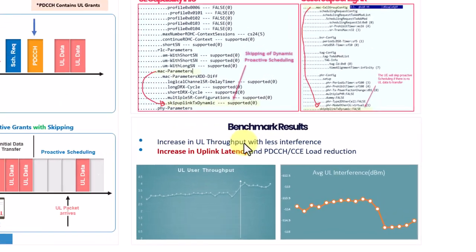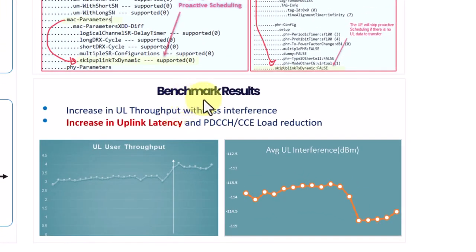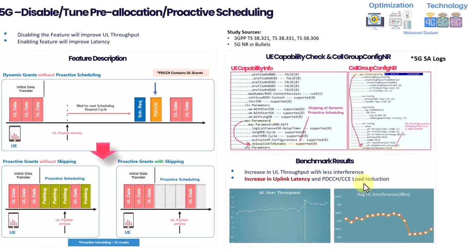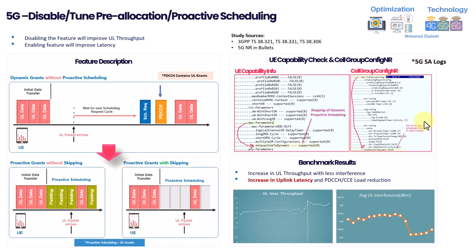And in general, as you can observe here in the benchmark results, we have improvement on the uplink throughput. Very good improvement after disabling. This was disabling, and the uplink interference was reduced as well. And actually throughput improved because of two things: uplink interference reduction plus the PRB utilization reduction as well, and also the CCE load was decreased in this part. Now let's move to the next feature.